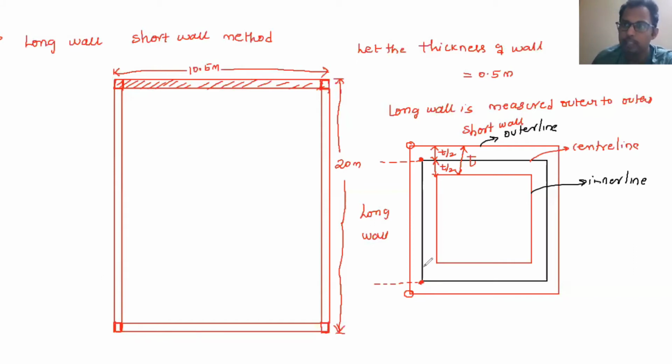If you know the center line distance, this is the length center to center. So whatever length you get center to center, plus t by 2 on one side plus t by 2 on the other side, this will give you the length of the long wall.